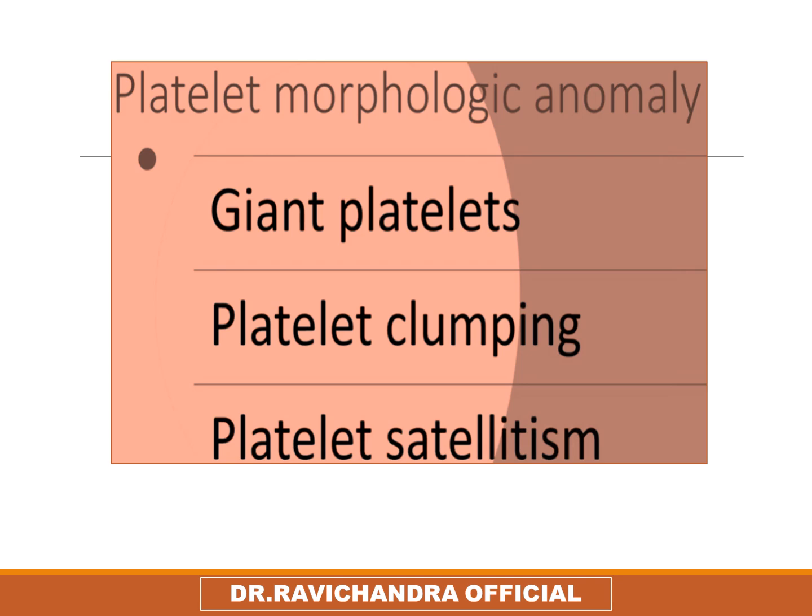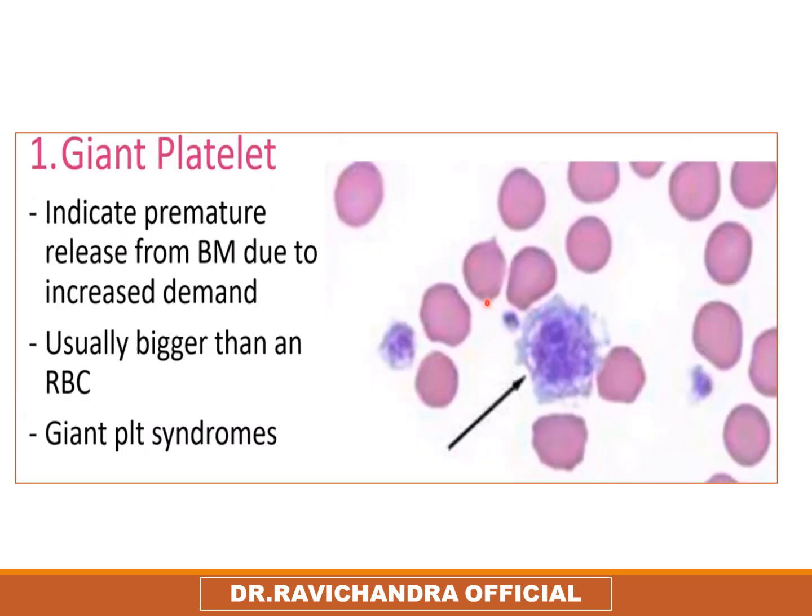Platelet anomalies morphologically can be giant platelets, platelet clumping, and platelet satellitism. Giant platelets indicate the premature release from the bone marrow due to increased demand. Usually, they will be bigger than an RBC. Normally, the platelets will be less than the RBC size, but in the giant platelets condition, these platelets will be bigger than the RBC. Giant platelets are seen in giant platelet syndromes.